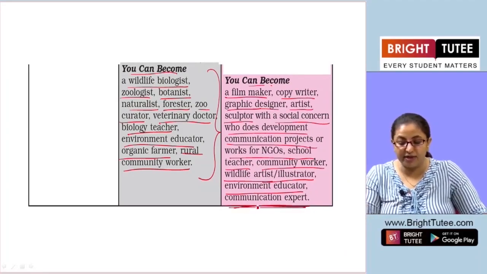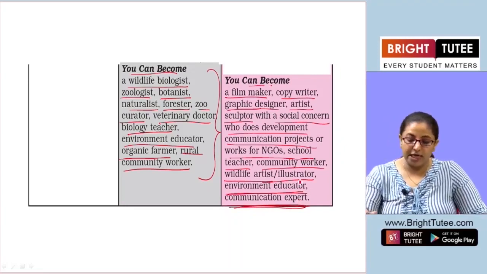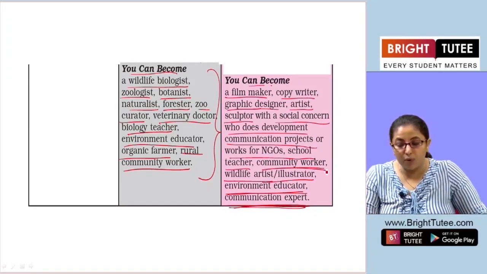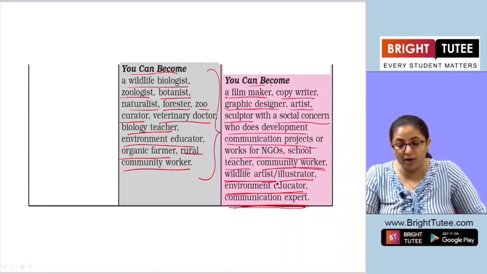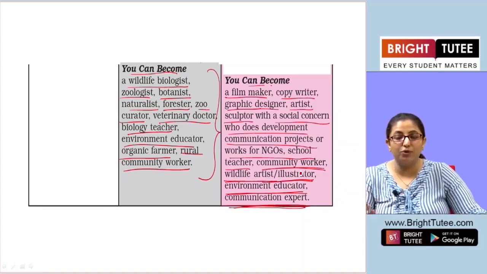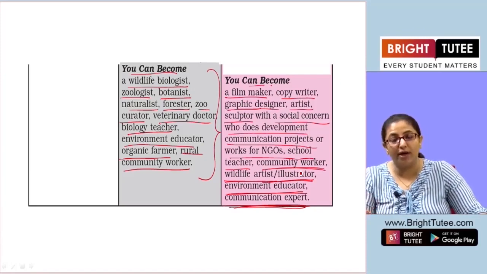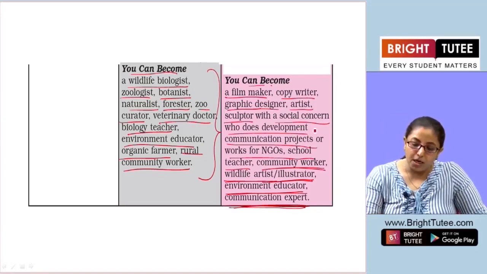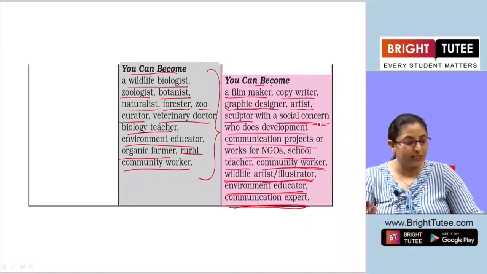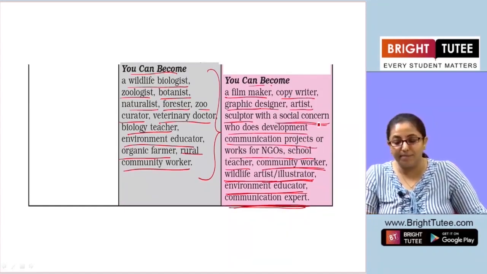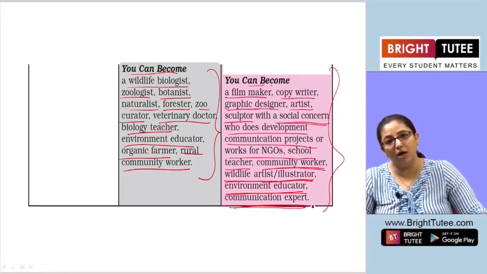They can become communication experts, they can be good communicators, they can become environment educators, they can become community workers who work for the community, for social welfare. They can become wildlife artists or illustrators, somebody who describes or illustrates wildlife by their writing or their drawing or some kind of designing. They can become sculptors with a social concern, sculpting which is related to something for society. So these are the career options for people who are creative.